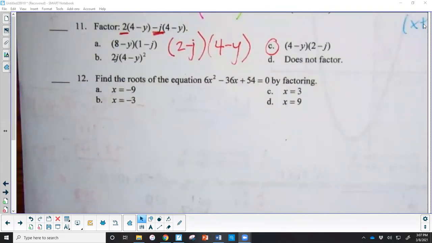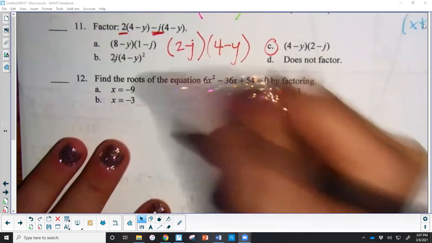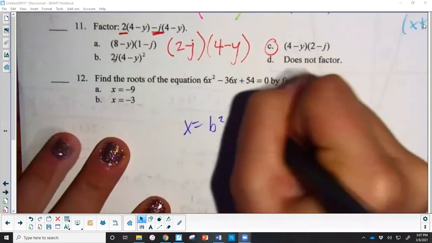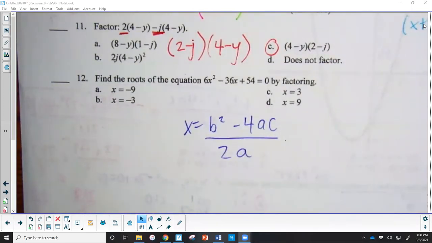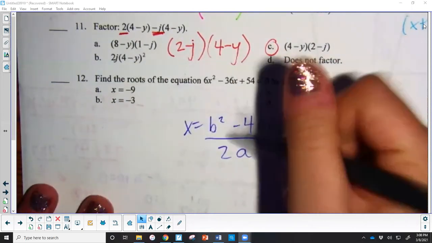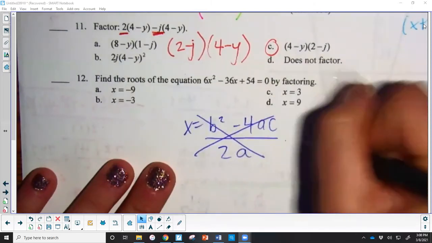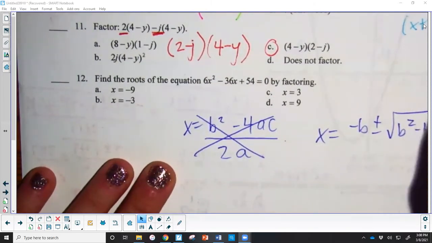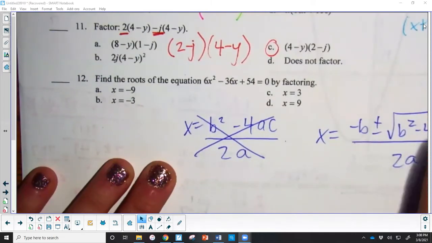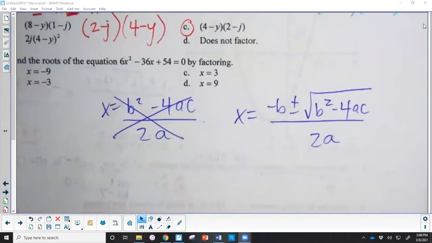Now, I look at my answer choices for number 12, and I see x is equal to. For this one, I'm going to do the quadratic formula. B squared minus 4ac all over 2a. Oh, Miss Ingram, look at me. I missed the negative b. Scratch that out. X is equal to negative b plus or minus the square root of b squared minus 4ac all over 2a. Oh, I cannot believe that, that is so embarrassing.